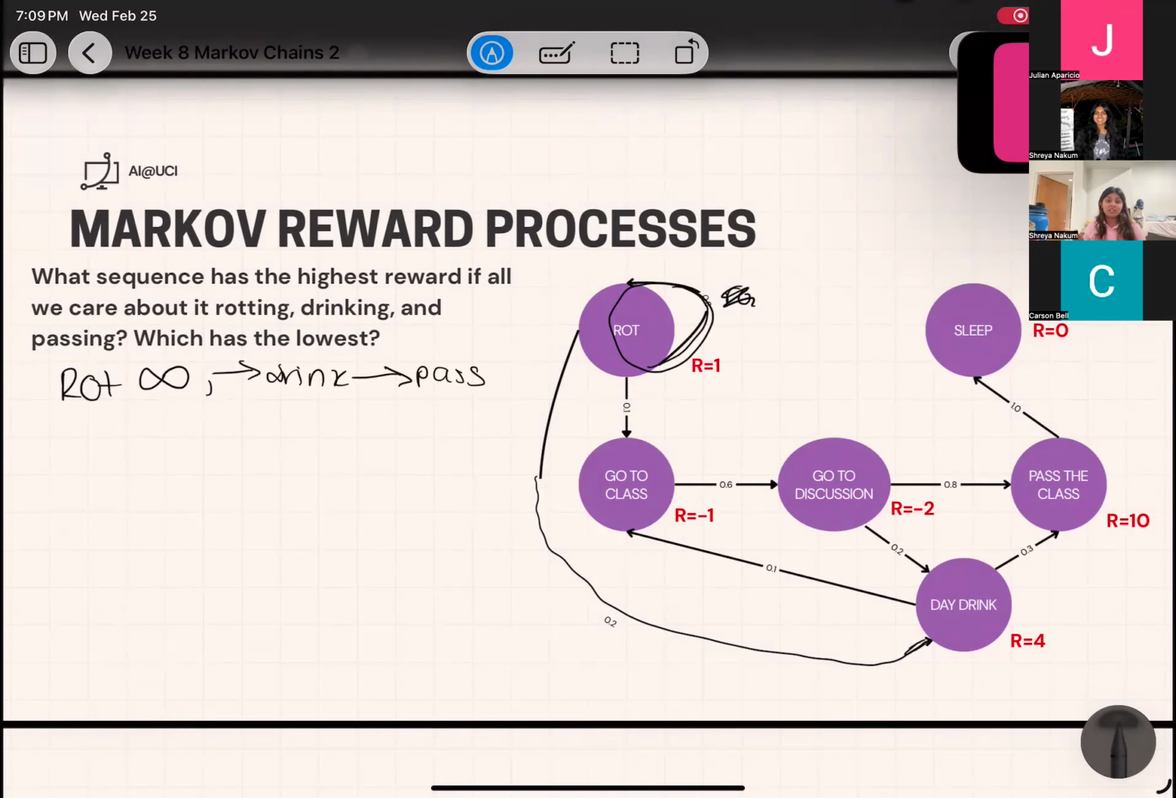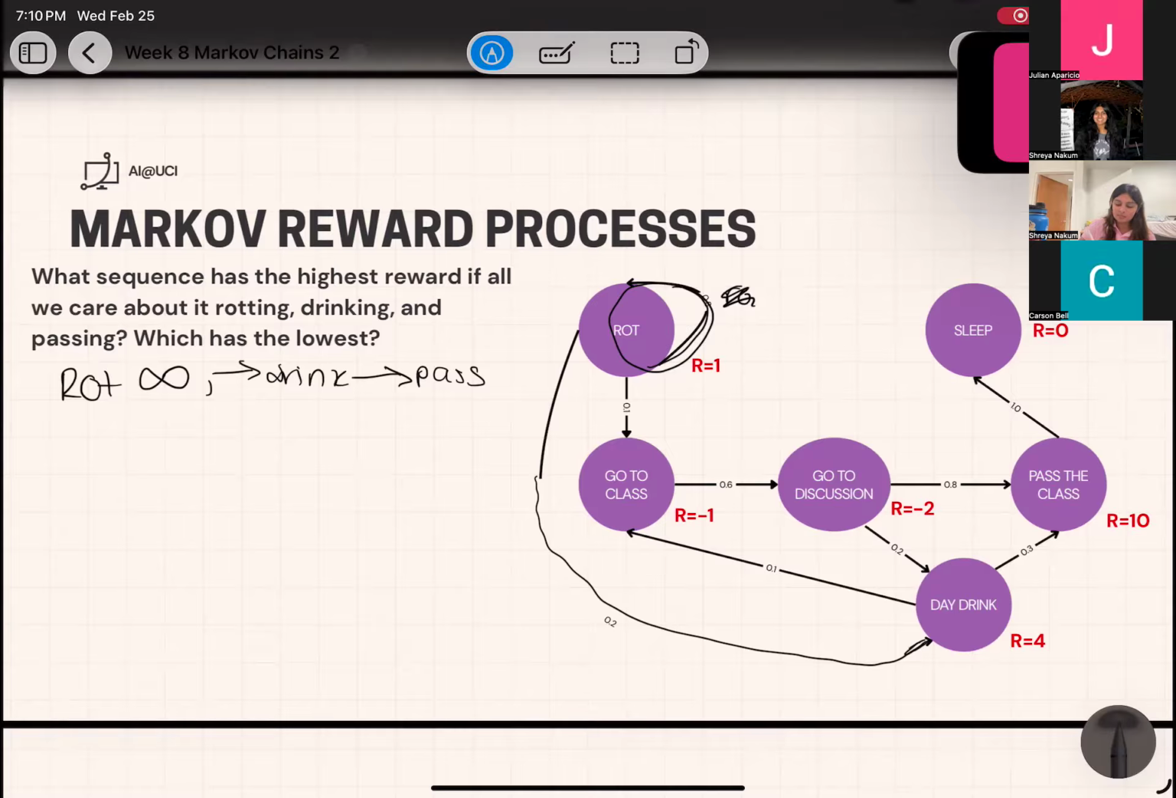So let's say we rot infinitely, and then at the very last second we drink and pass, we will have a crazy reward. Right? What's another sequence we can do? Assuming for some reason that our reinforcement model here doesn't want to be as brain rotted as it can possibly be, which I don't know why you'd ever want to do that.